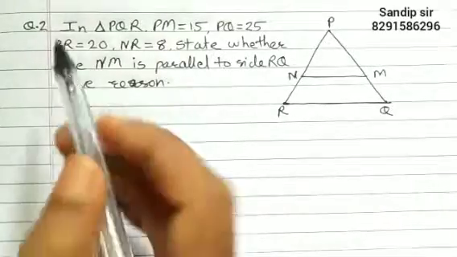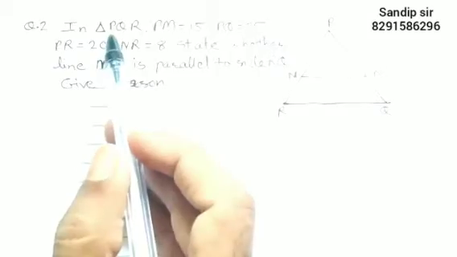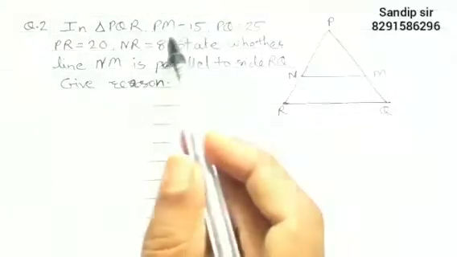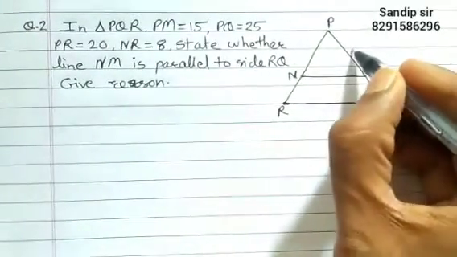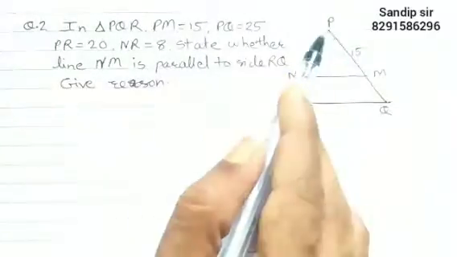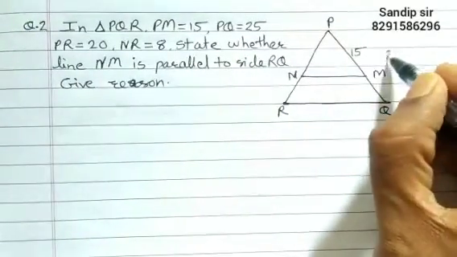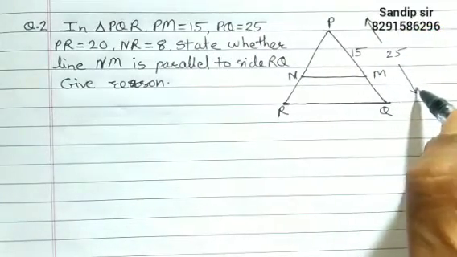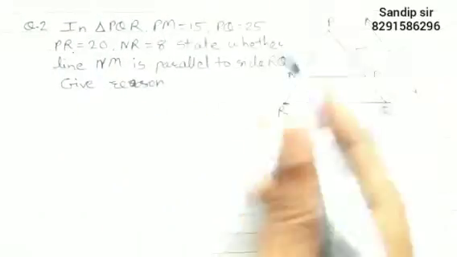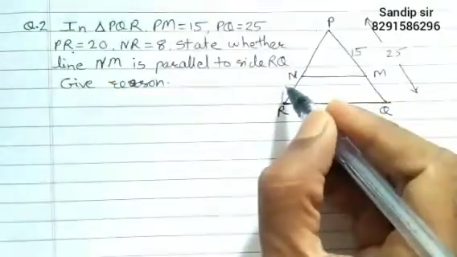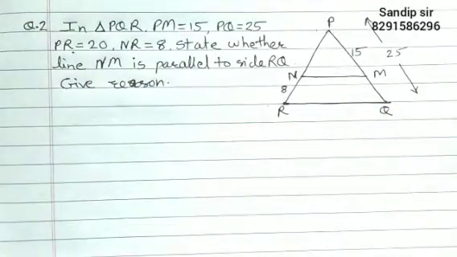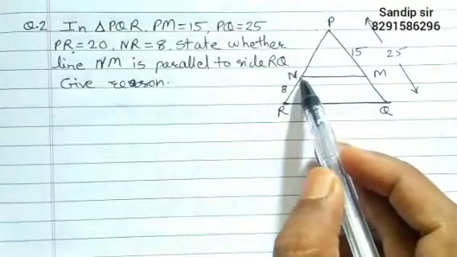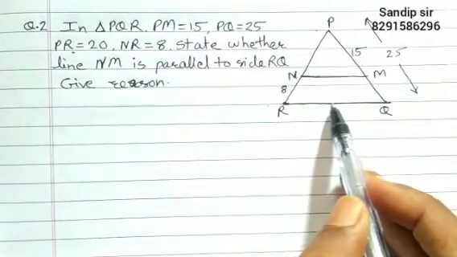Now in a second question. Second question is in triangle PQR. Here is the triangle PQR in which PM is 15, PQ whole PQ is 25. From the P to Q here 25. PR from the P to R is 20 and NR is 8. And they ask whether line NM is parallel to side RQ.